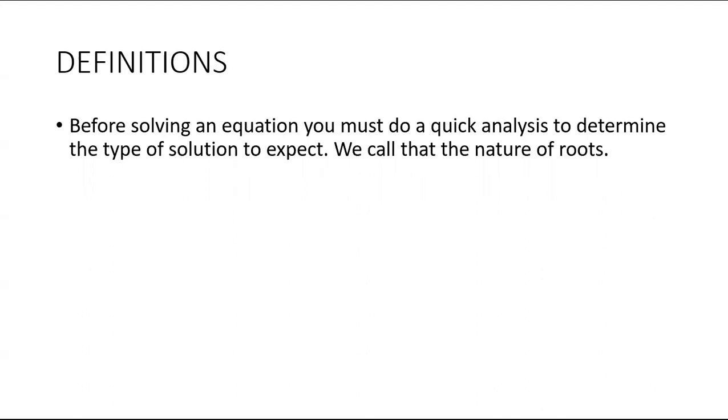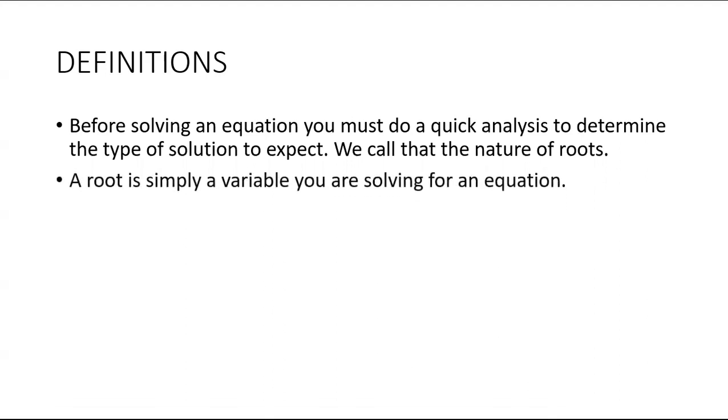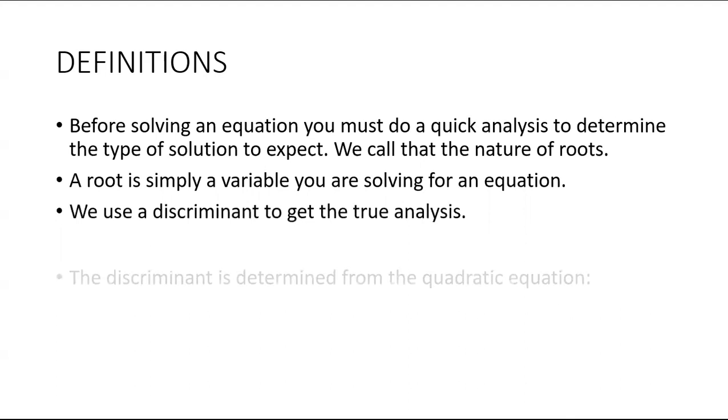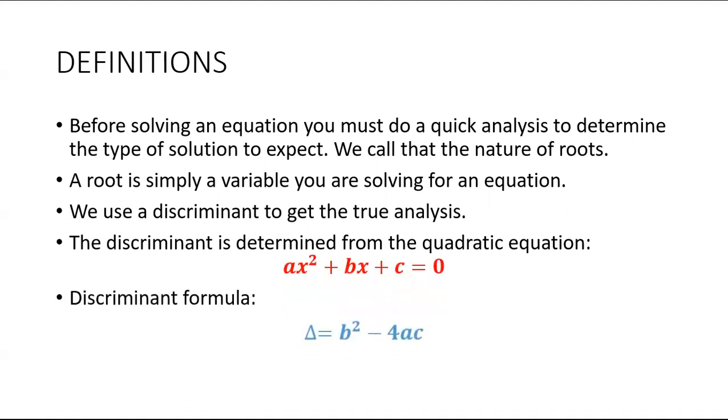A root is simply a variable you are solving for in an equation. We use a discriminant to get the true analysis. The discriminant is determined from the quadratic equation where you have ax squared plus bx plus c equals 0. Now the discriminant formula will be delta equals b squared minus 4ac.